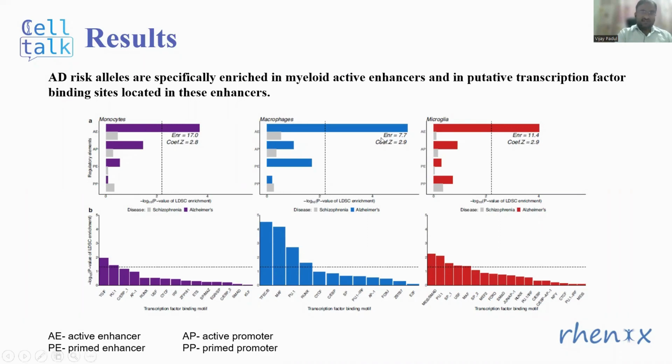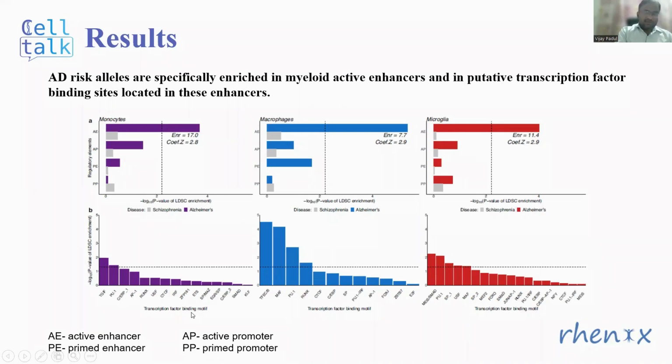Now, what does this result show? This dashed line is the Bonferroni corrected multiple correlation analysis, so this p-value is the corrected p-value. As we can see, in monocytes, the active enhancers related to Alzheimer's disease are shown in purple, and they have compared it with schizophrenia, shown in gray. These active enhancers in monocytes, macrophages, and microglia are statistically significantly enriched in this study analysis.